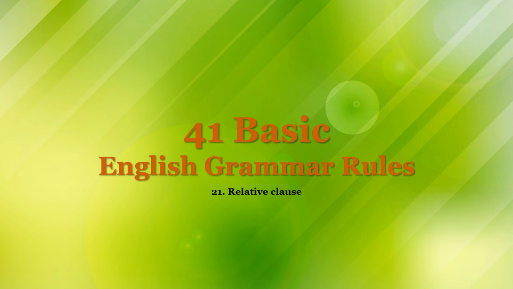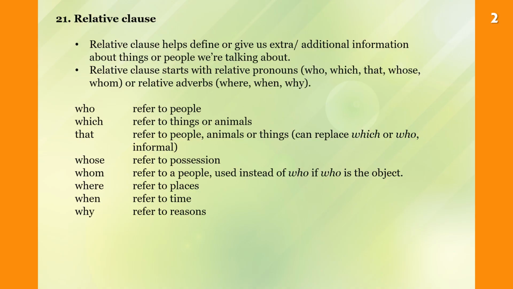We're studying 41 basic English grammar rules. And today we are studying relative clause. Relative clause helps define or give us extra or additional information about things or people we're talking about. Relative clause starts with relative pronouns, such as who, which, that, whose, whom, or relative adverbs where, when, why.